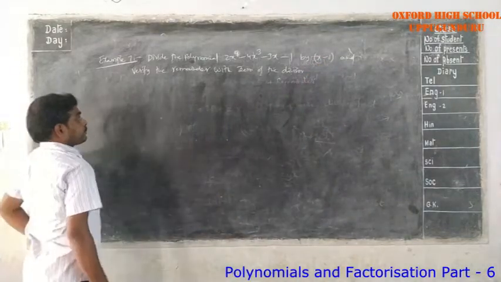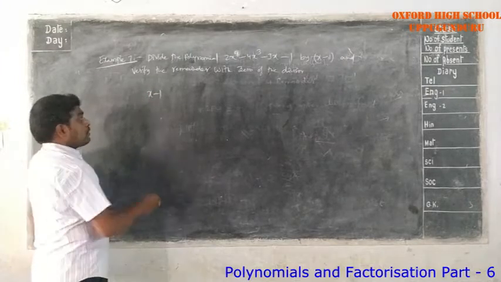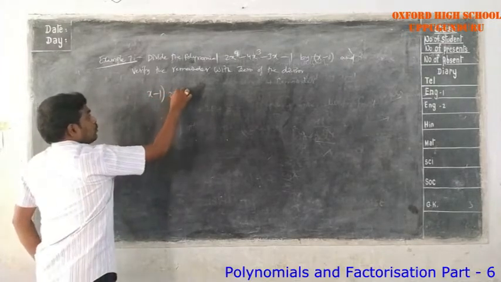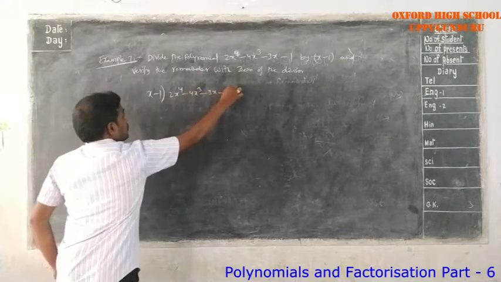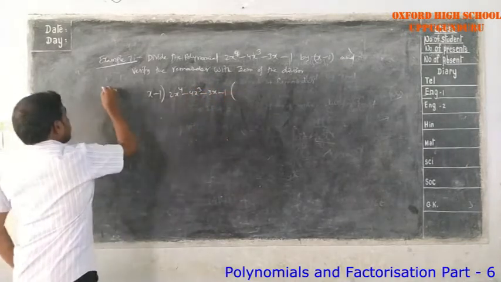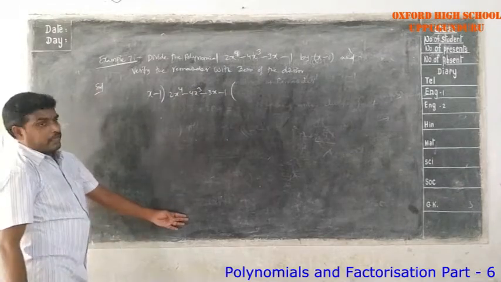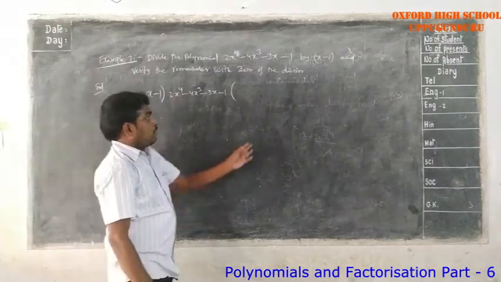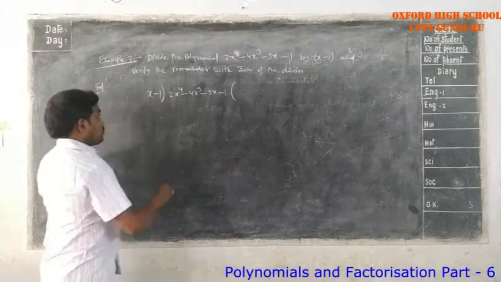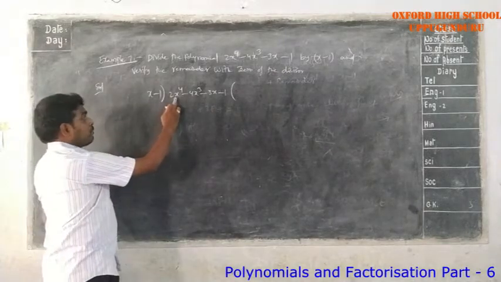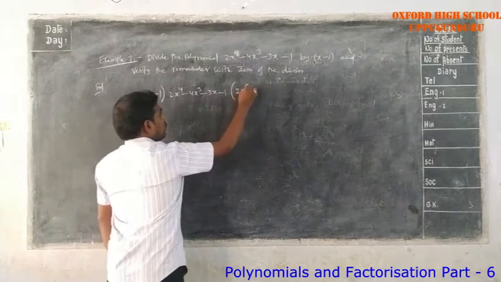Now x minus 1 is the divisor. 2x^4 minus 4x^3 minus 3x minus 1 is the dividend. So you have to divide and find the remainder. After that you have to check by the zero of the divisor. The first term of the dividend is 2x^4. The first term of the divisor is x. You will get 2x^3.